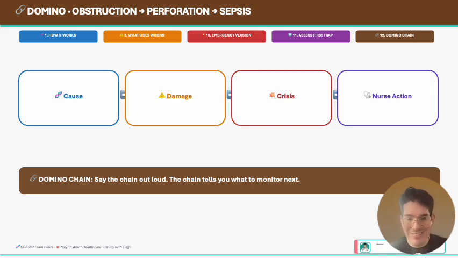Okay, so think of it like this. Blockage builds pressure, pressure kills blood flow, low blood flow kills tissue, dead tissue breaks. Break means bacteria where bacteria should not be.